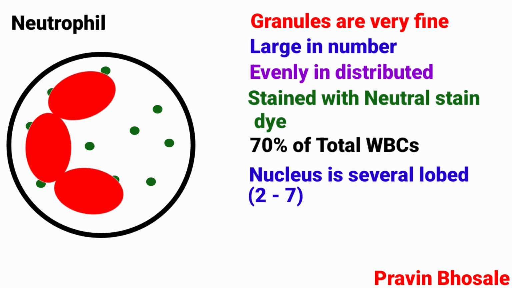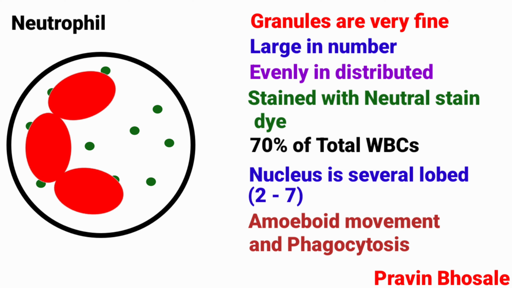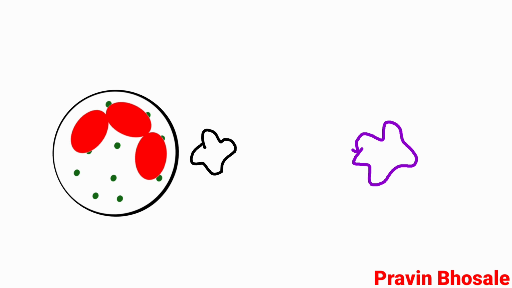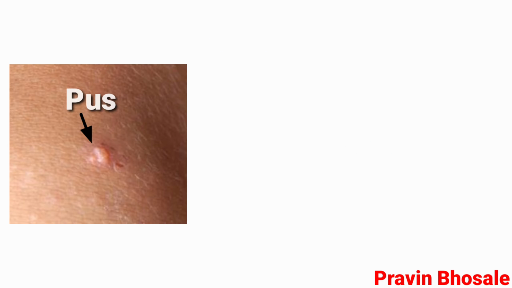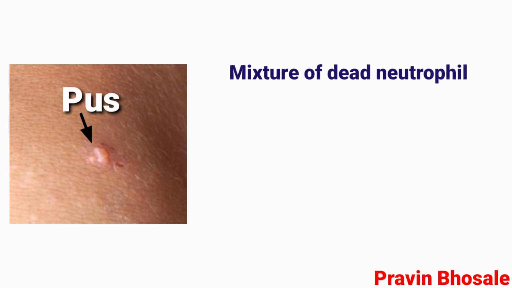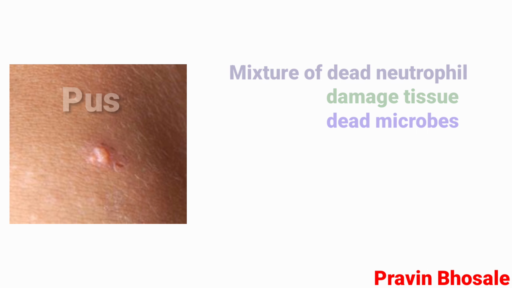These are able to perform amoeboid movement and phagocytosis. They are responsible for destroying pathogens by the process of phagocytosis. Pus is mixture of dead neutrophil, damaged tissue and dead microbes.